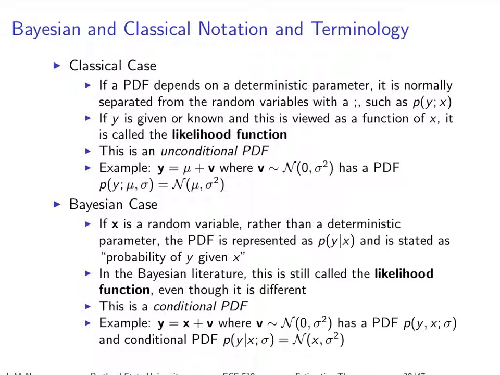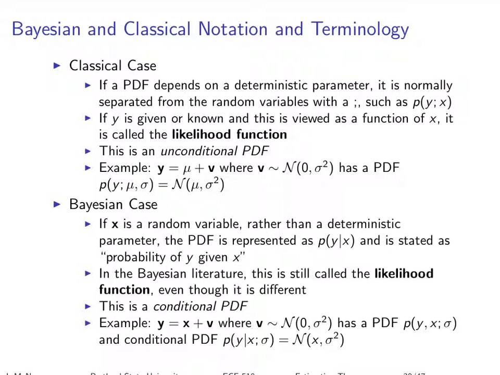And an example of that is if we say y is equal to some unknown mean plus v, where v takes on a normal distribution with 0 mean, then the PDF of y is also a normal distribution, and it has a mean mu and a variance sigma squared. And so those are two parameters of the distribution. So this is the probability of y, and this PDF is parameterized by both mu and sigma. But it's not given that you are told what those are. It is parameterized by those. And so that's how it's done in the classical case.